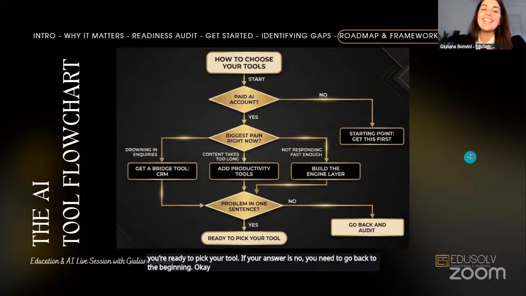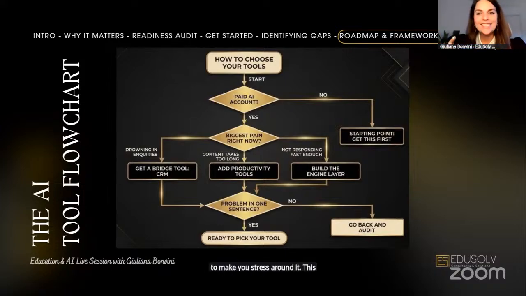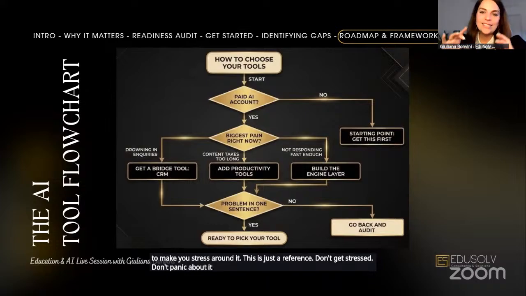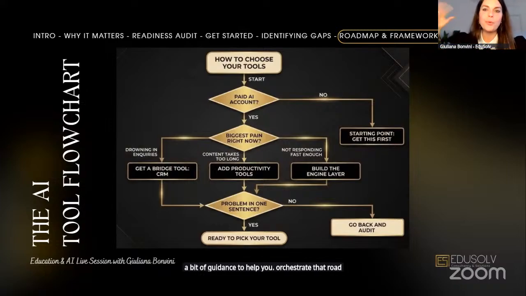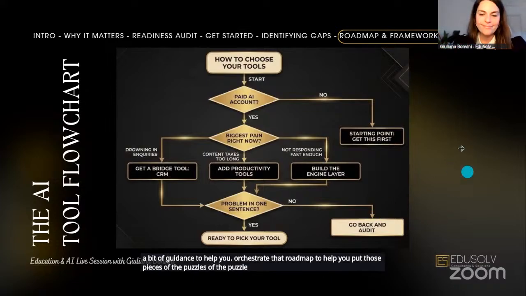Okay, but listen, this is not to make you stress around it. This is just a reference. Don't get stressed. Don't panic about it. It's just, of course, a bit of guidance to help you orchestrate that roadmap, to help you put those pieces of the puzzle together.